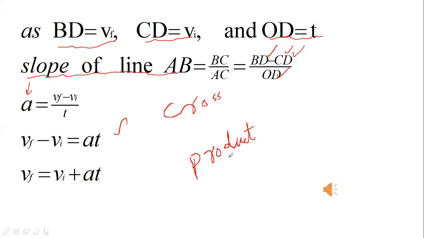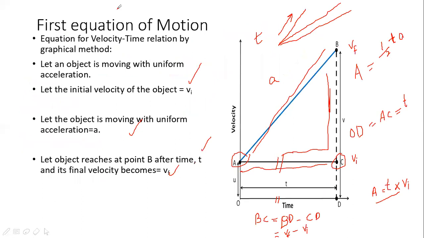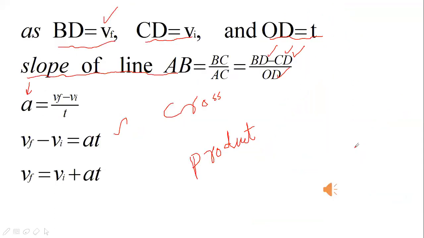So we mentioned that BD is equal to final velocity. Just look at the diagram. Point B is the final point, it is equal to VF. And C represents the initial point. BD is equal to VF, CD is equal to VI, and OD is equal to T. You should memorize these labels. These are fixed representations.